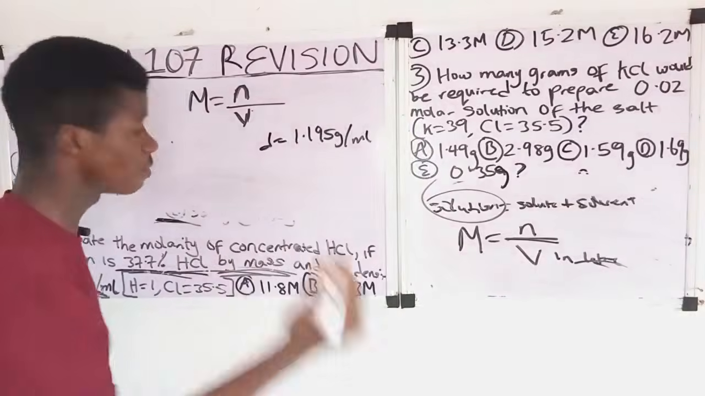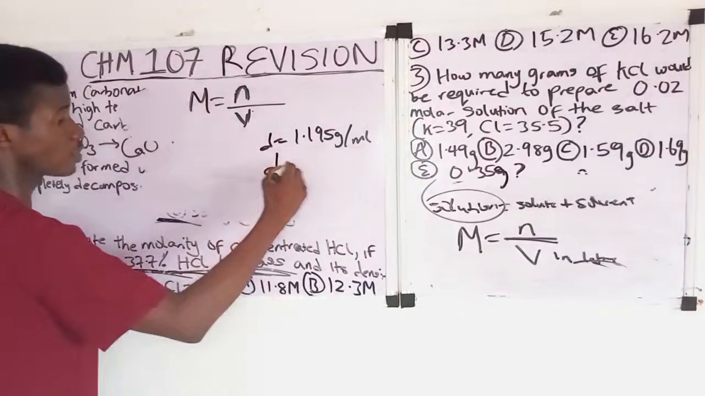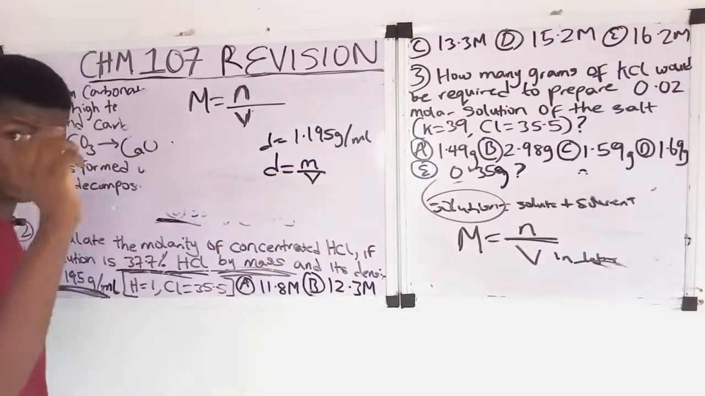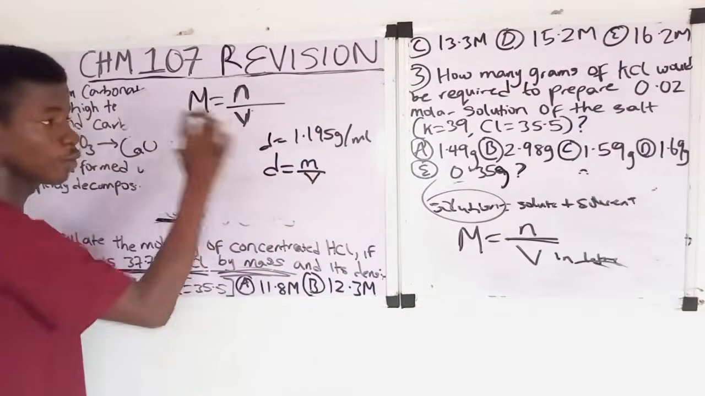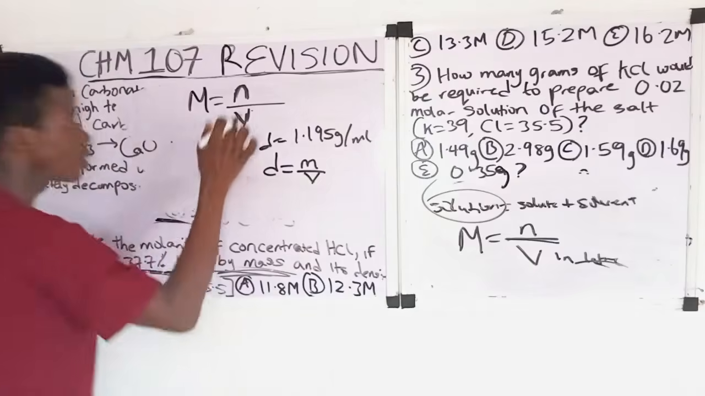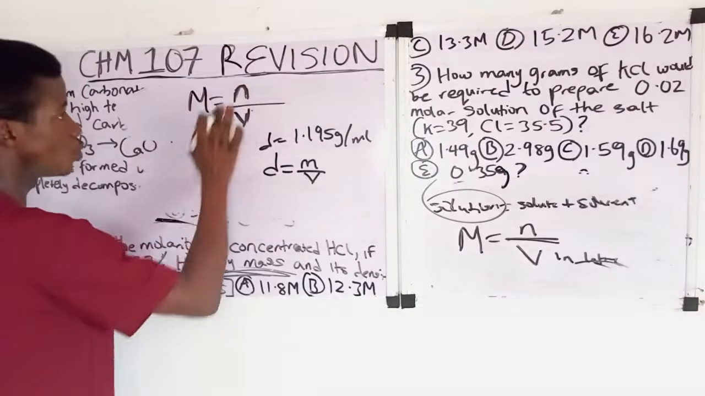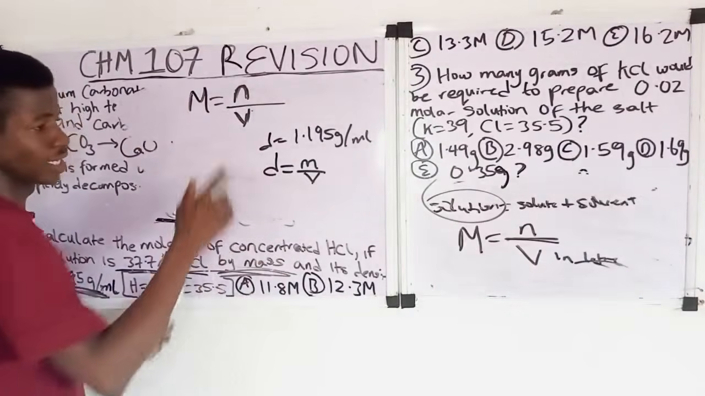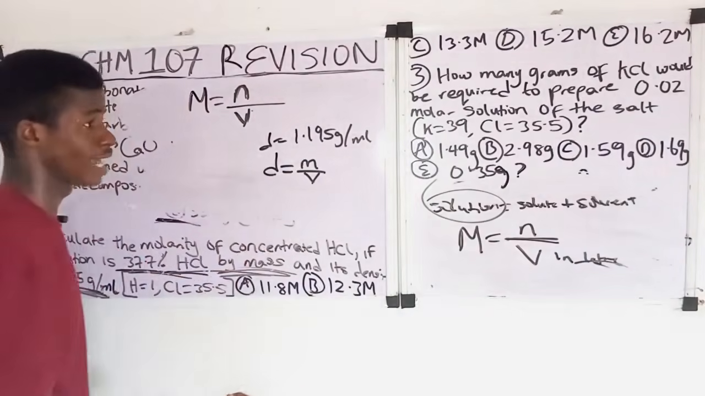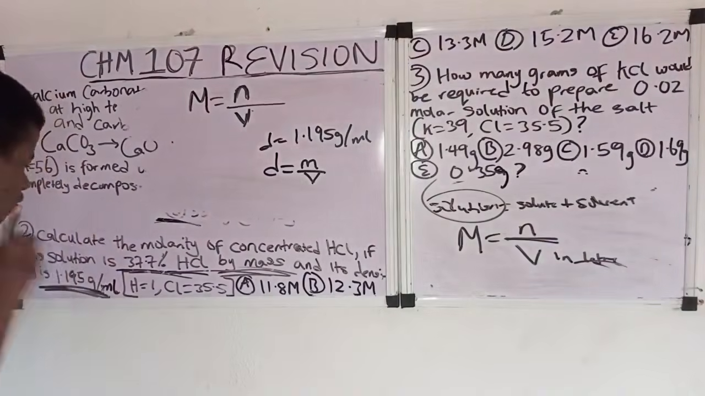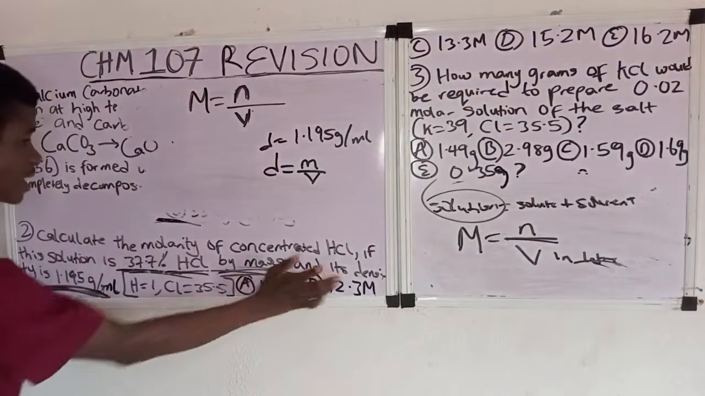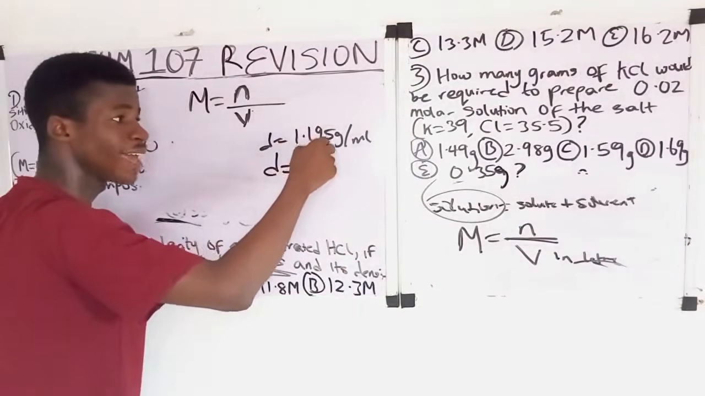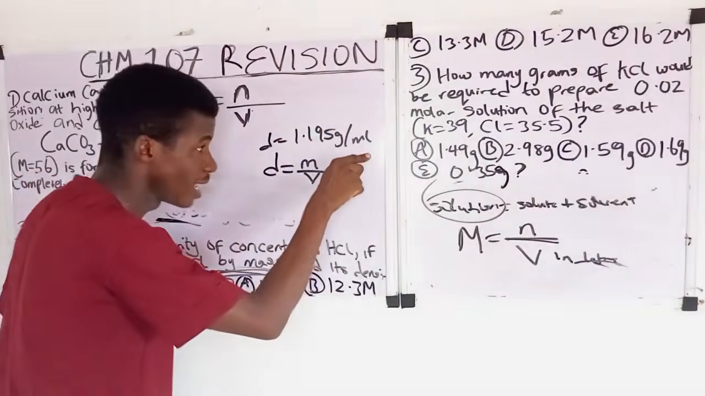Now if you remember from your physics, the density of a substance is equal to the mass of that substance over the volume, which is very important, because we want to look for volume and we want to look for number of moles. Once you get these two, divide them and you get the molarity. So remember that density is equal to mass over volume. From the question, the density of HCl is 1.195 gram per mil.